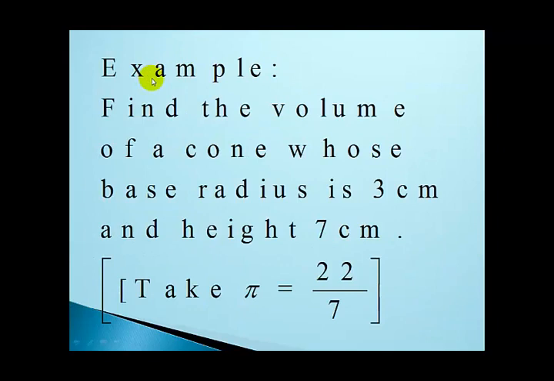Now, let's look at this example. Find the volume of a cone whose base radius is 3 centimeters and height is 7 centimeters. Take pi, that is the constant, to be 22/7. From the question, we are given the base radius to be 3 centimeters and the height to be 7 centimeters. Pi has been given to be 22/7. So how do we find the volume of such a cone?